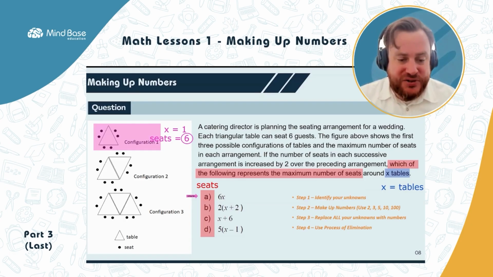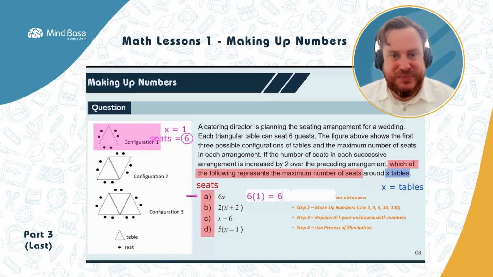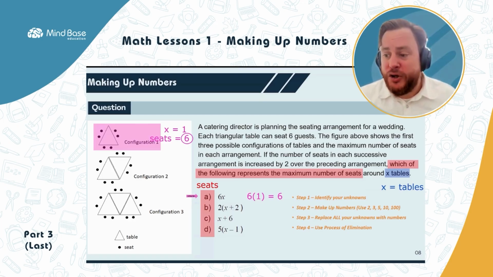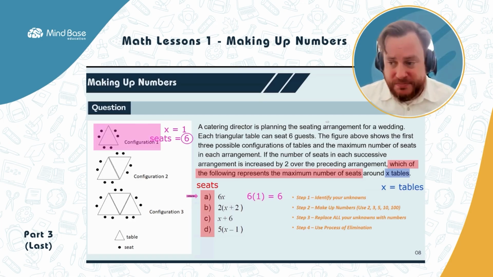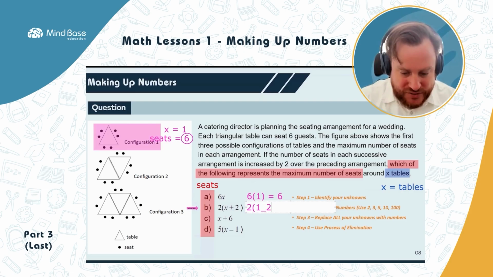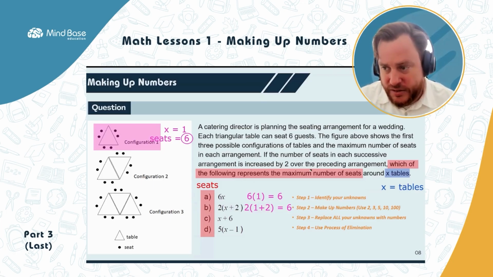Now look at answer choice A. Oh my gosh, 6 times 1 is 6. So the answer must be A. Let's circle A and move on. No, because look at answer choice B. If I plug a value of 1 into answer choice B, we also get 6. So it could be either A or B.